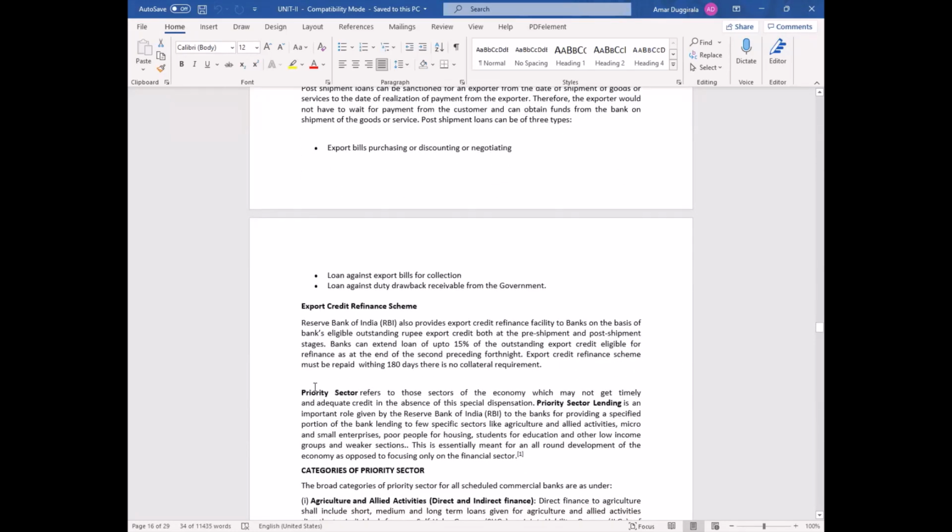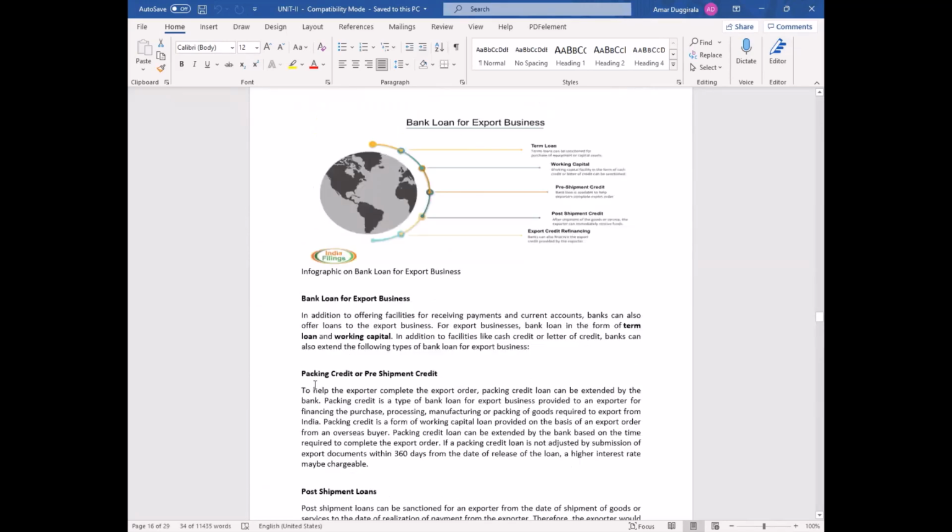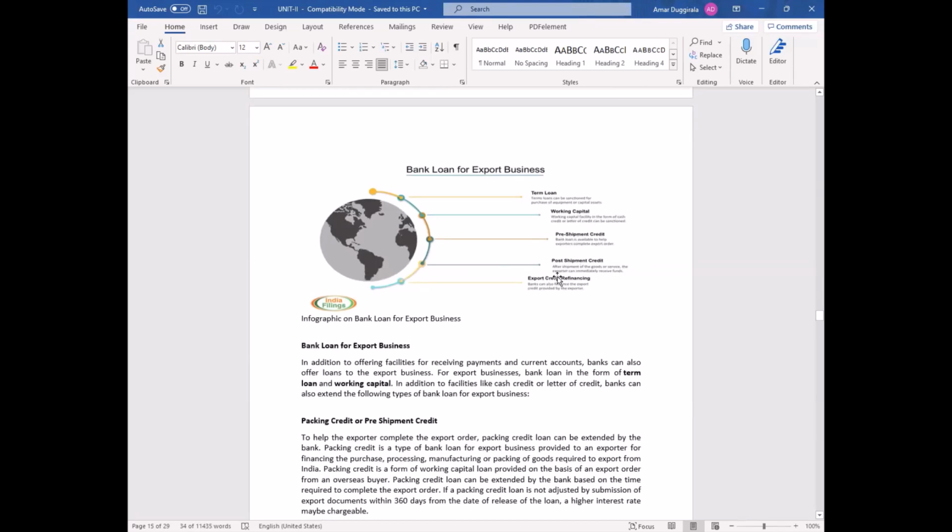Export credit refinancing. So RBI is basically providing this export credit refinancing facility to the banks on the basis of banks' eligibility for outstanding rupee export credit for both pre-shipment and post-shipment. Banks can extend a loan up to 15% of the outstanding export credit eligible for refinance. And the condition is that within 6 months, you have to repay the entire refinancing amount, and there is no collateral required. So basically, there is no security required for this purpose. So these are the different steps: working capital, pre-shipment, post-shipment, export credit refinancing.